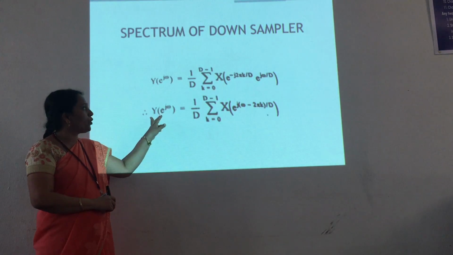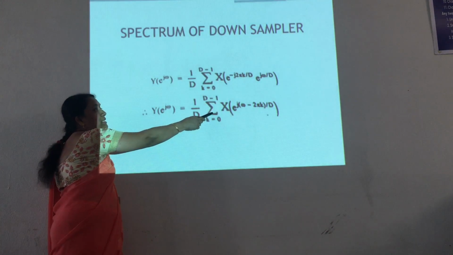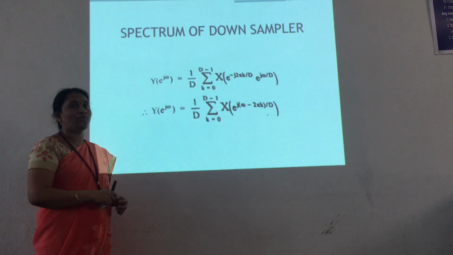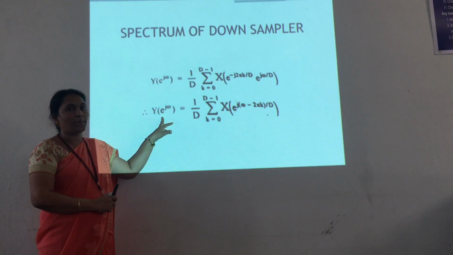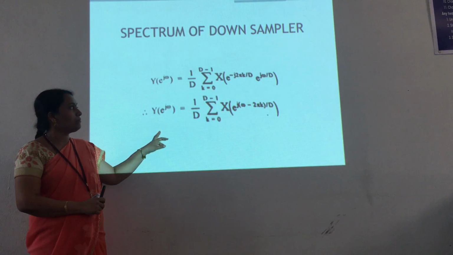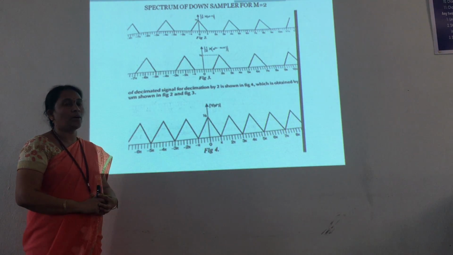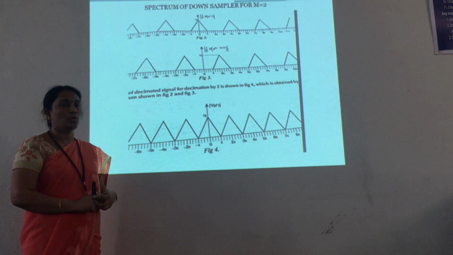So the total output spectrum, that is Y of e^(jω), is equal to the summation of scaled, frequency stretched and shifted versions of the input spectrum. This is the statement for the output spectrum of the downsampler. This is the figure representing the input spectrum and output spectrum for the downsampler. Here the figure is for M equal to 2.